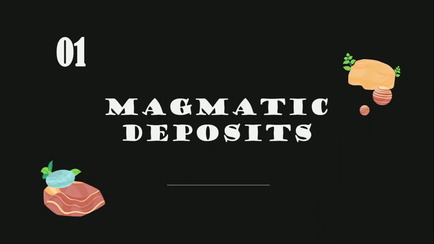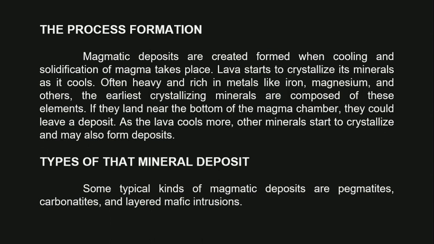First is the magmatic deposits. Magmatic deposits are created when cooling and solidification of magma takes place. Lava starts to crystallize its minerals as it cools, often heavy and rich in metal like iron, magnesium, and others. The earliest crystallizing minerals are composed of these elements. If they land near the bottom of the magma chamber, they leave a deposit. So, as the lava cools more, other minerals start to crystallize and may also form deposits.